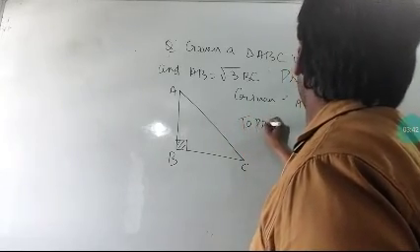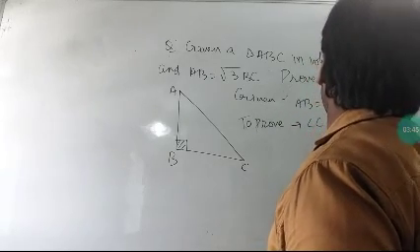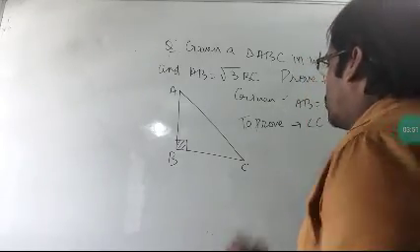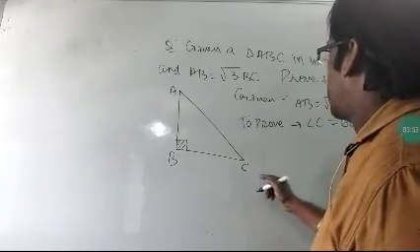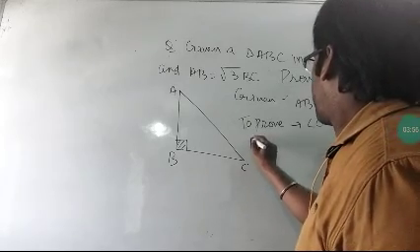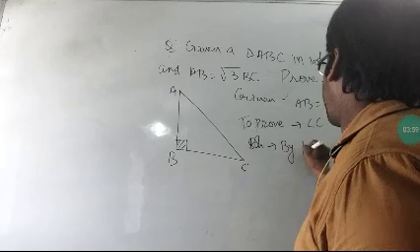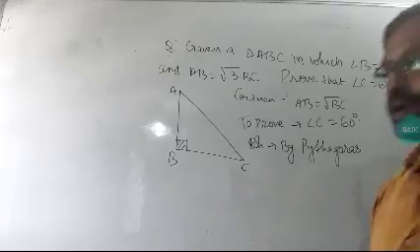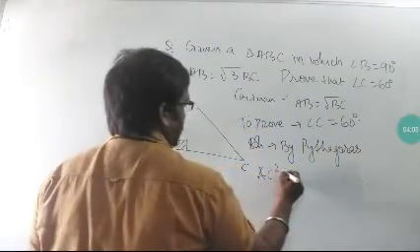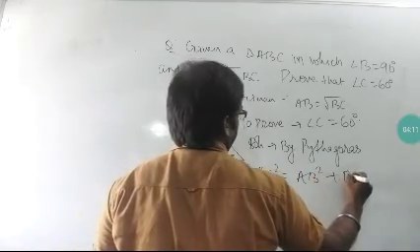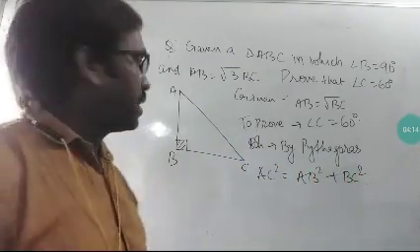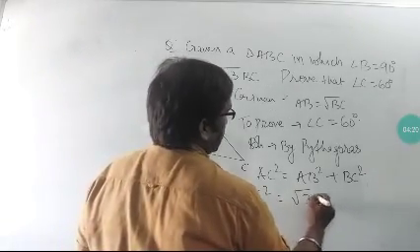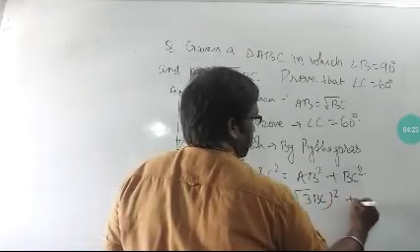That means triangle ABC is a right angle triangle, so we can use Pythagoras here. We have to prove that angle C is equal to 60 degrees. We can find AC by the Pythagoras theorem only. By Pythagoras, hypotenuse square is equal to base square plus perpendicular square. That means AC square is equal to AB square plus BC square. And what is AB? That is root 3 BC, and BC square is itself there.